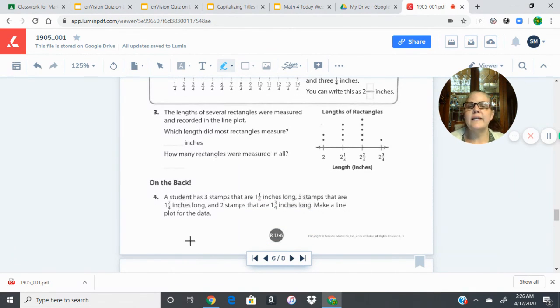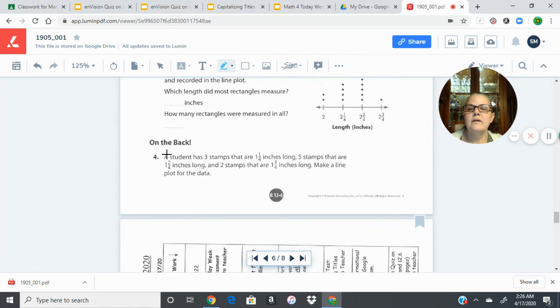Number 3 says the lengths of several rectangles were measured and recorded in the line plot. Which length did most rectangles measure? Blank inches. So it's telling us that. We're using that one. How many rectangles were measured in all? We need an answer for that one too. How many rectangles? We're not using it on the back. We're just going to do it on the bottom.